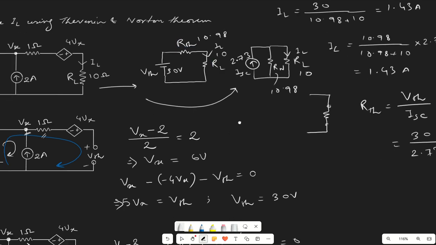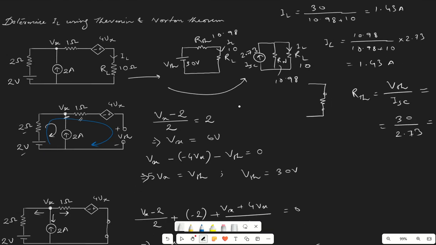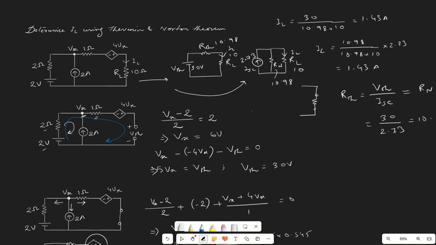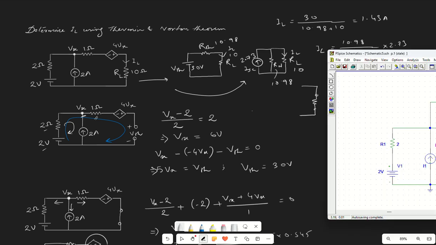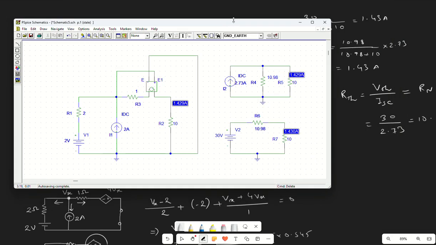Okay, so this is how we determine the Thevenin or Norton equivalent circuit, or we can solve using Thevenin and Norton theorem. So now let us see whether whatever we have determined is correct or not by looking at the simulation results.